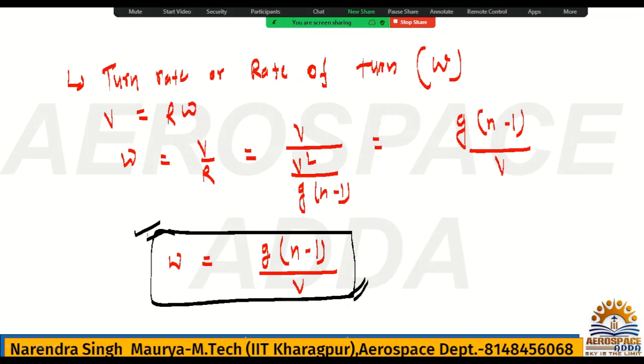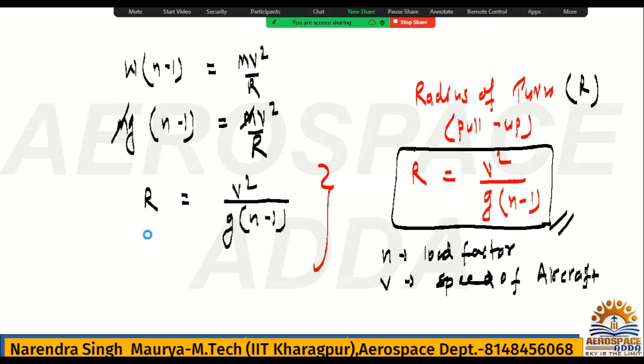All right, there should not be any confusion about it. This was the formula for the pull-up condition.